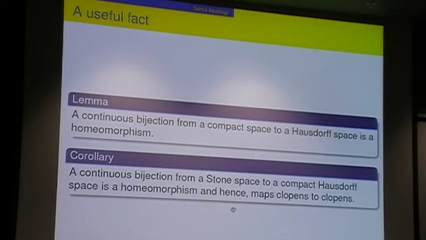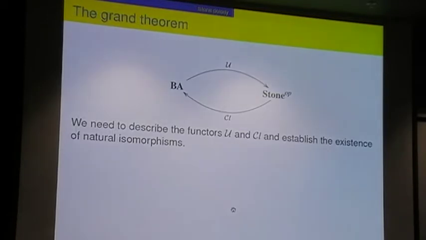So in particular, this means a continuous bijection from a Stone space to a compact Hausdorff space is a homeomorphism, and hence maps clopens to clopens. So you see it's preserving the Boolean algebra structure that's hiding inside the topology.